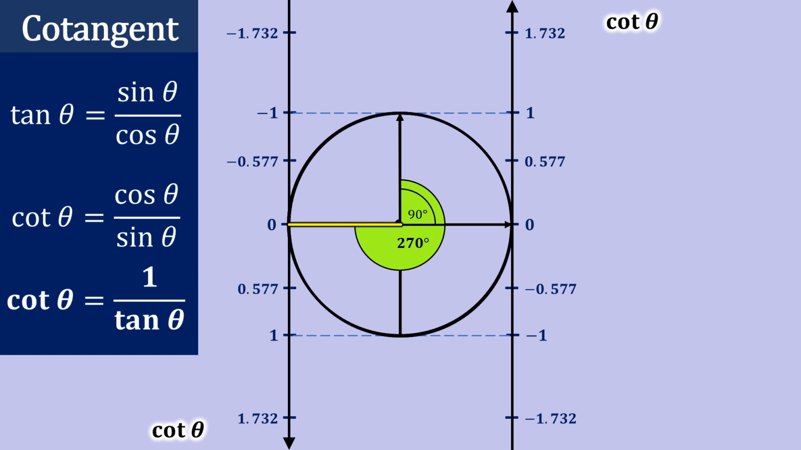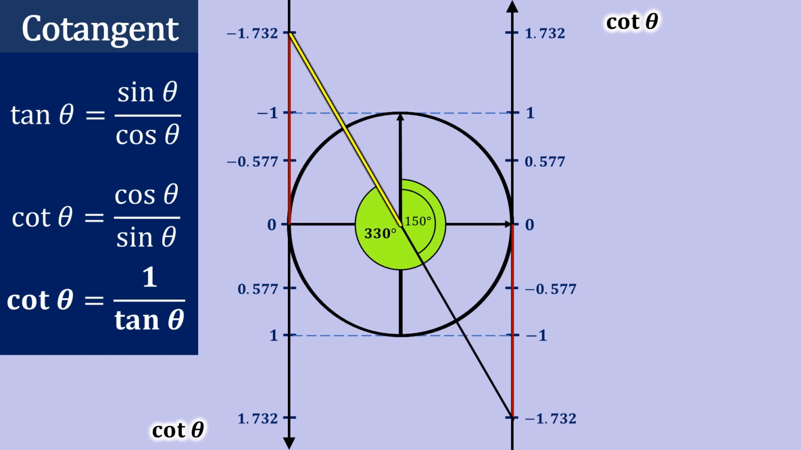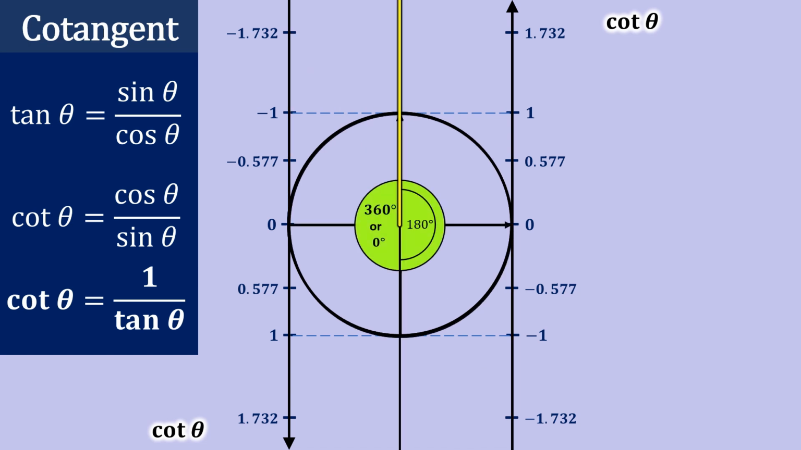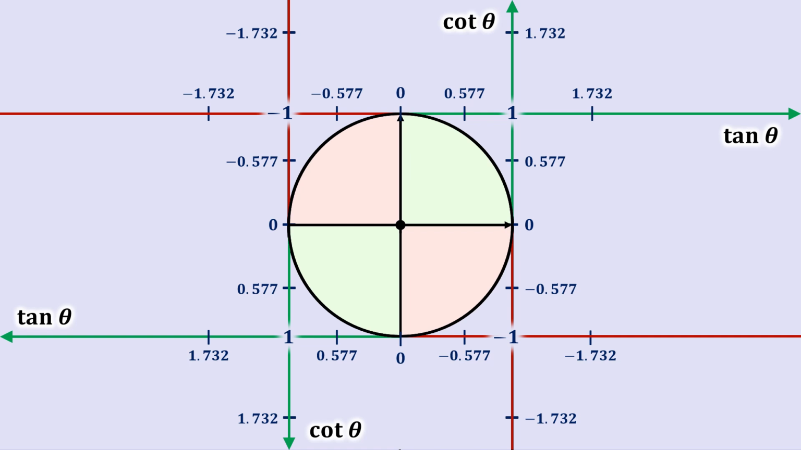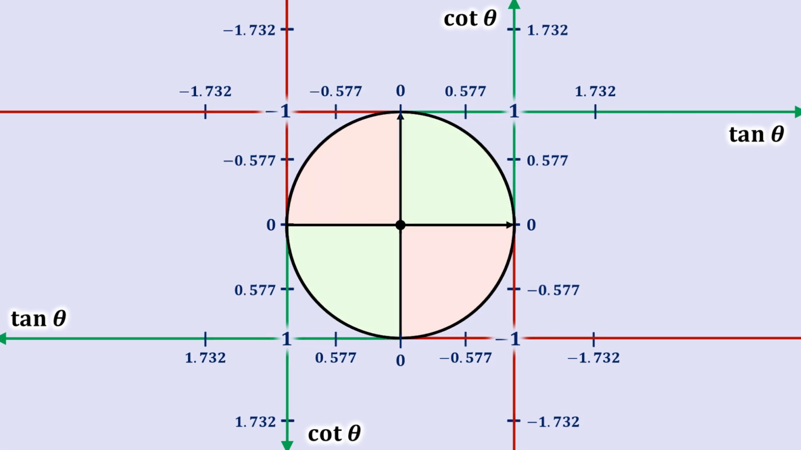At 90 and 270 degrees, the cotangent is 0. Then it turns negative until the radius becomes parallel to the tangents at the left and right at 0 and 180 degrees, making the cotangent undefined. This is the difference between tangent and cotangent.